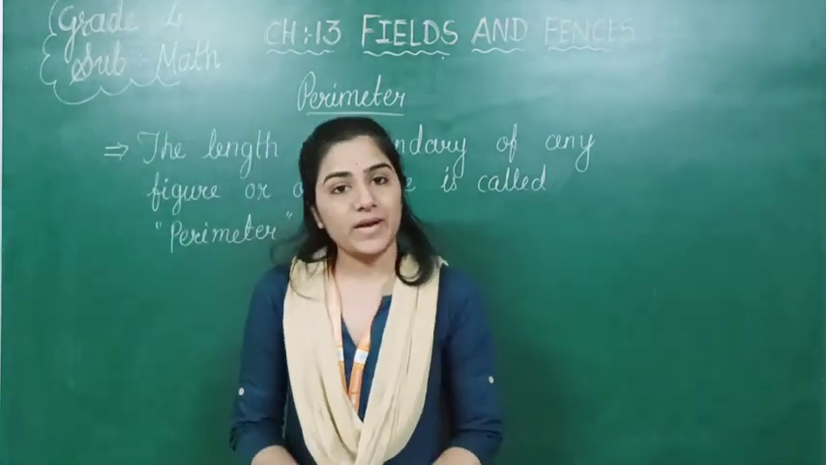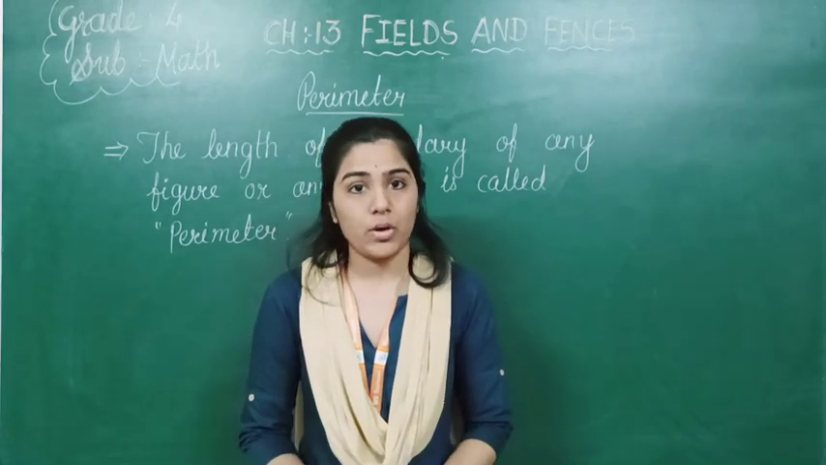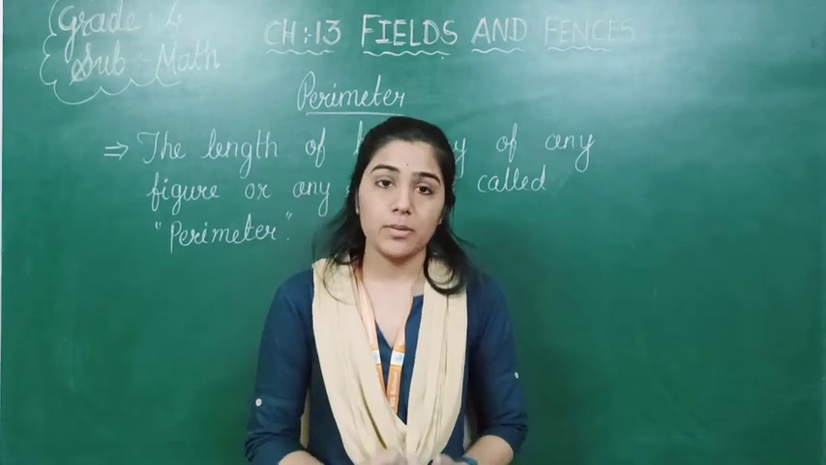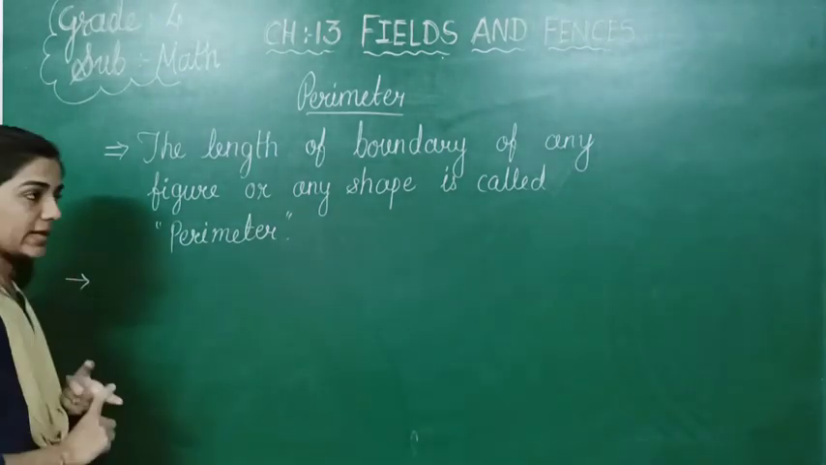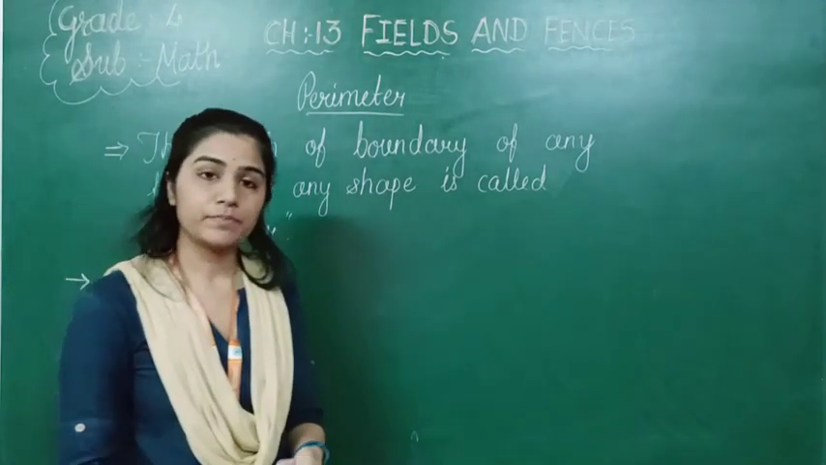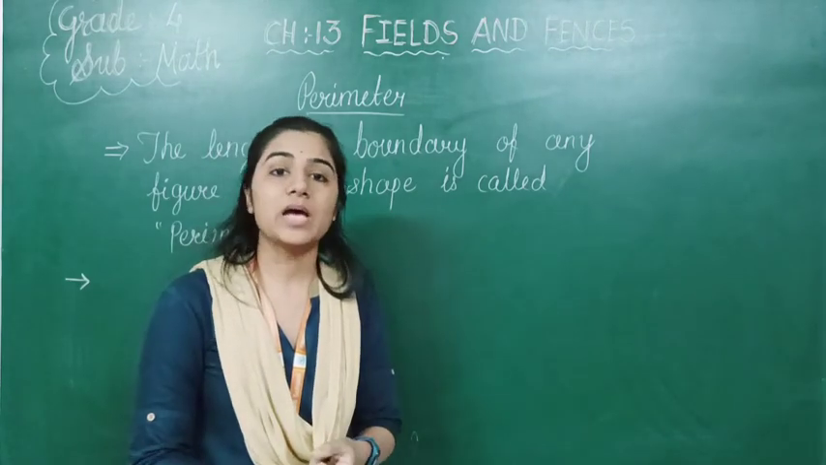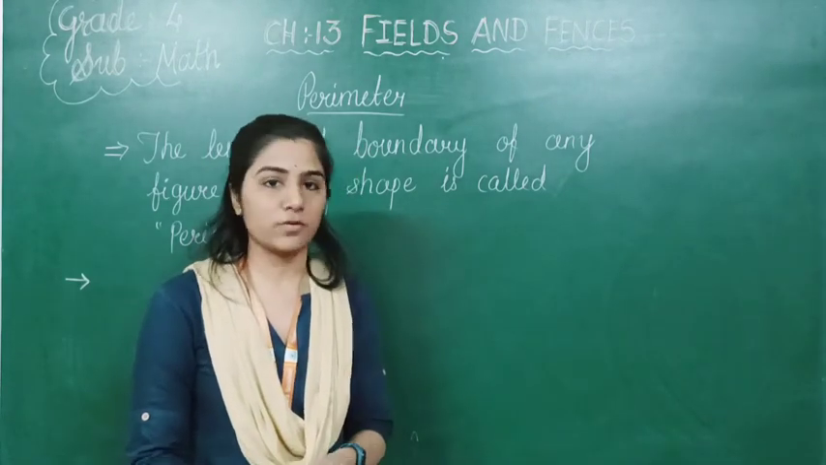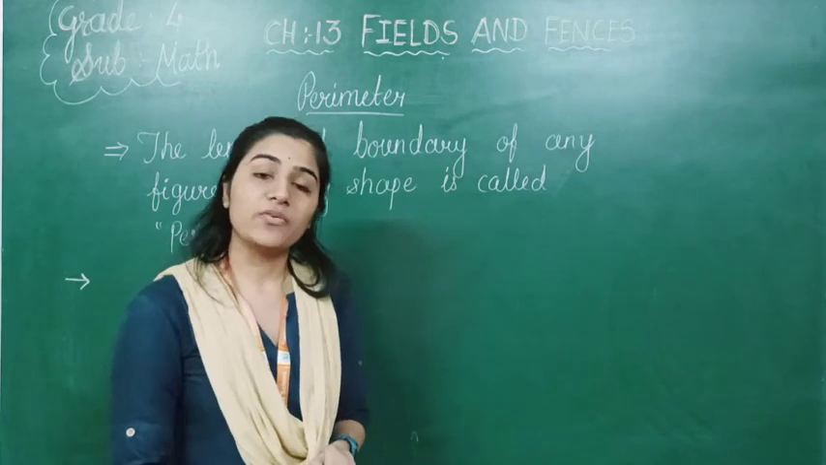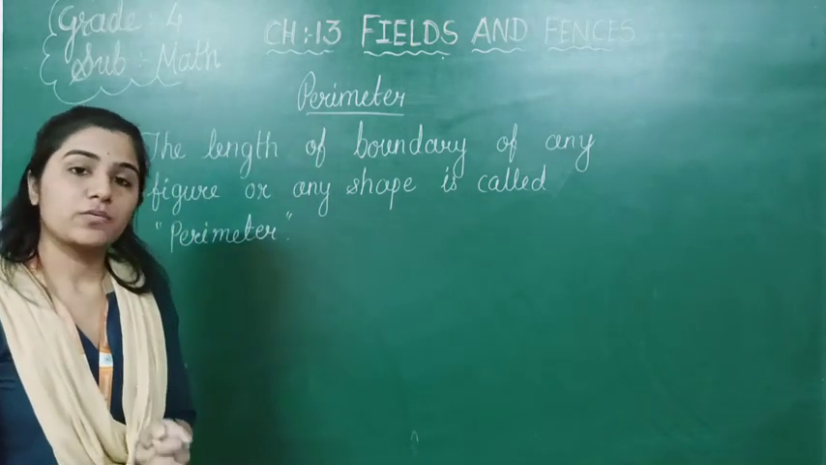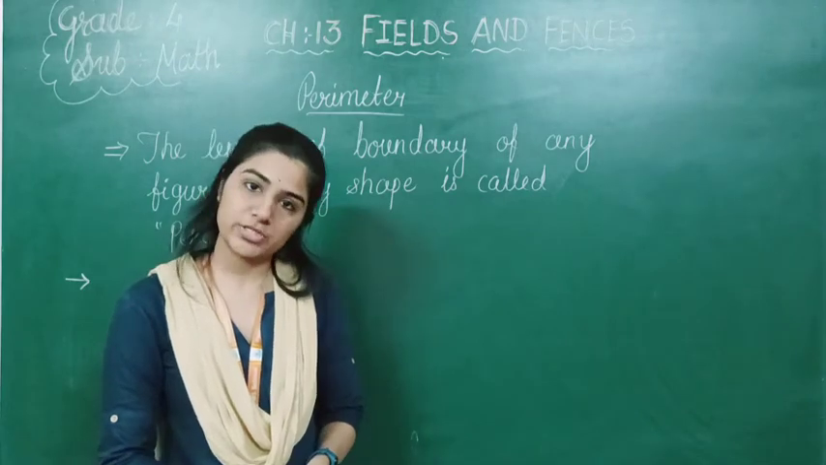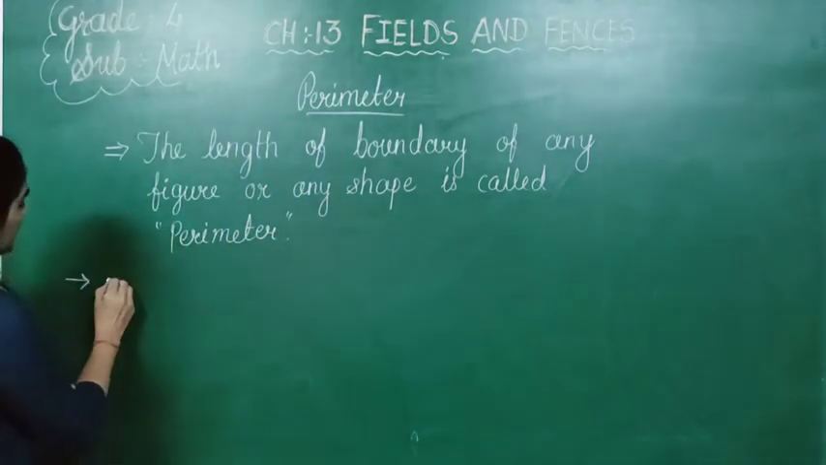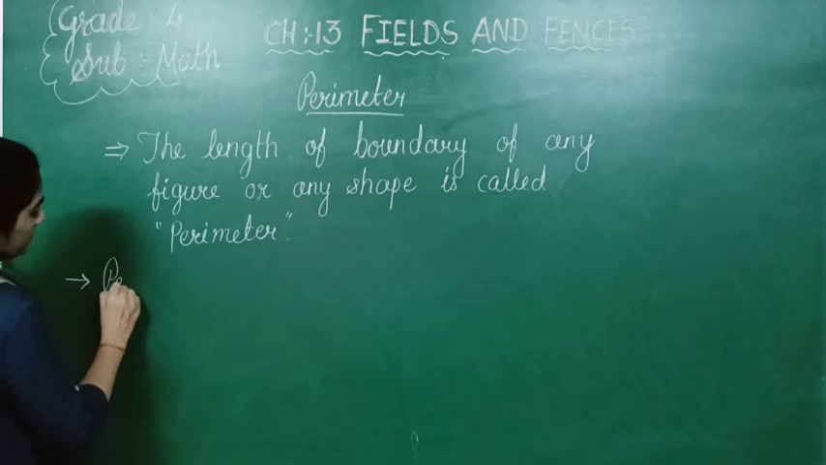Now we can find the perimeter of different shapes or different figures, right? But here I am explaining to you the perimeter of a rectangle, perimeter of a square, perimeter of a triangle, means how we can find the perimeter of these different shapes. So different formulas are there. We have to remember, we have to learn that formula according to the shape. So first I am explaining to you the perimeter of a rectangle.